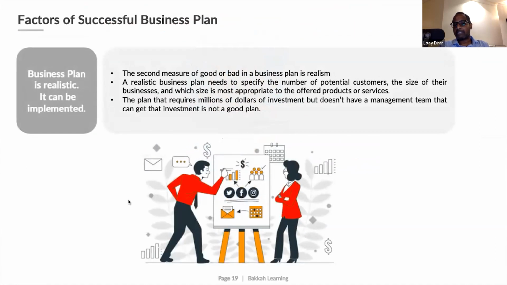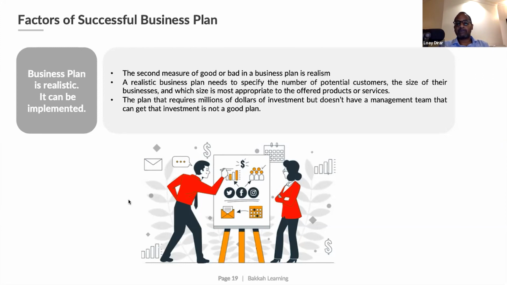Another factor is that a business plan is realistic. It has to be realistic, and it can be easily implemented. If it's not realistic, if it will not give you the right direction, if it's not based on accurate data, it is definitely going to ruin your reputation if it's an established business, or it will create more trouble when it comes to getting finances from the banks. And definitely, as I mentioned earlier, the more time you spend, the better, to make sure that your business plan is close to reality. So a second measure of a good or bad business plan is its realism. Is it real or not?